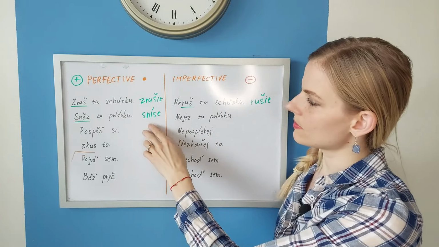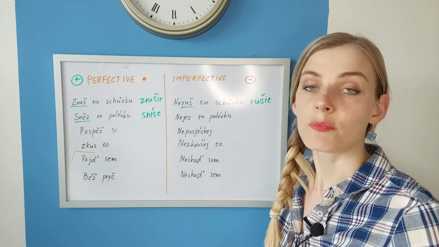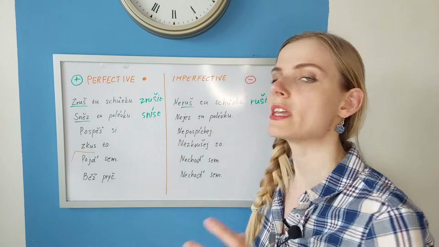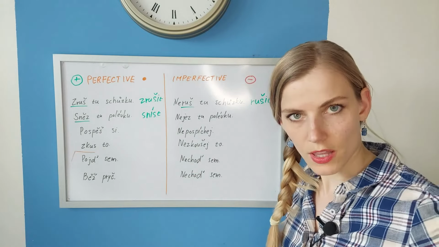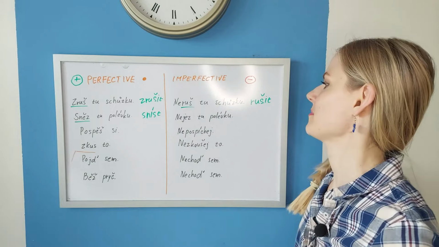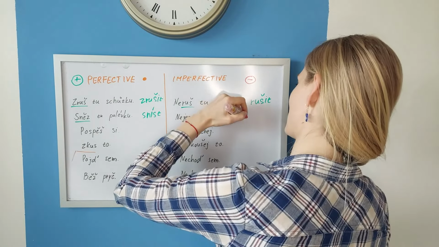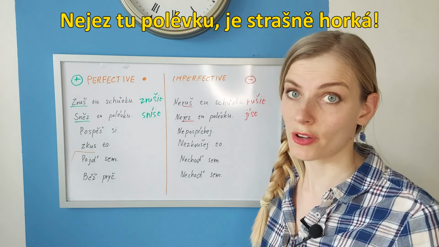It's slightly different than jíst. Jíst means to eat, to be eating, imperfective verb, and sníst, to eat it all. Nejez tu polévku. Now I realized I wanted to use the red marker here for the negative. Okay. From jíst. Nejez tu polévku, je strašně horká. Don't eat the soup, it's terribly hot.